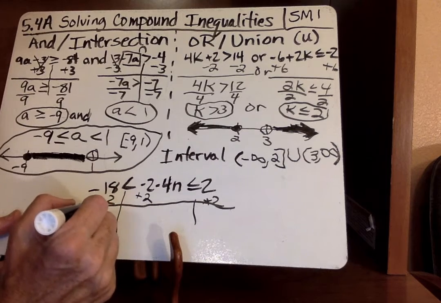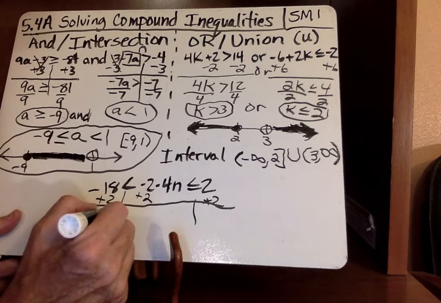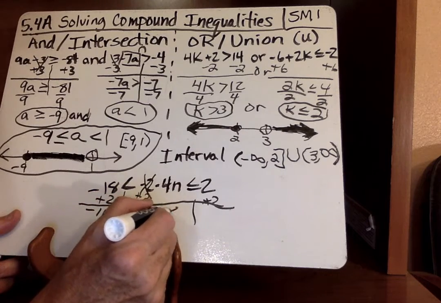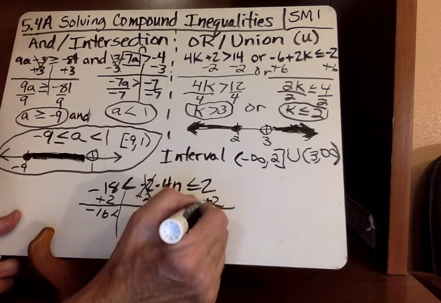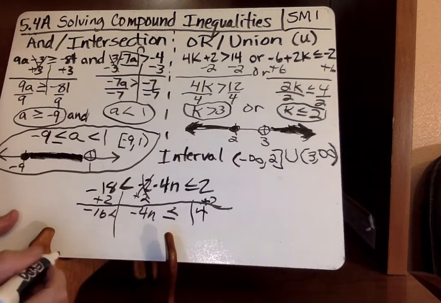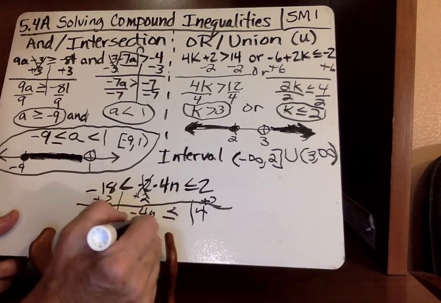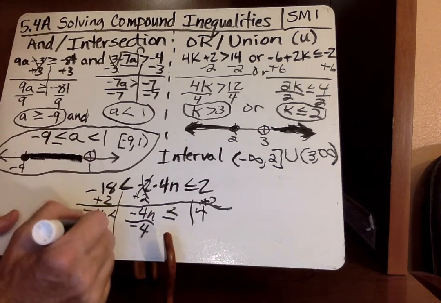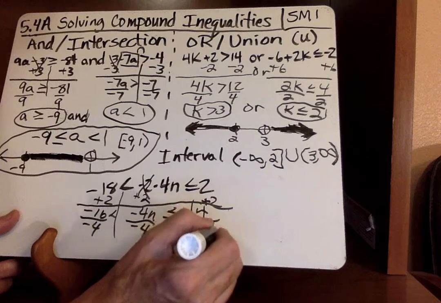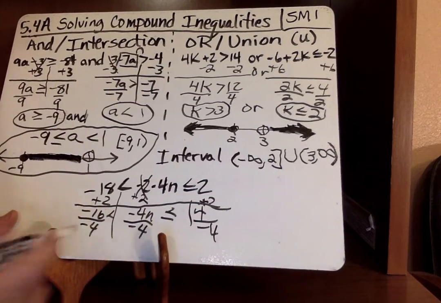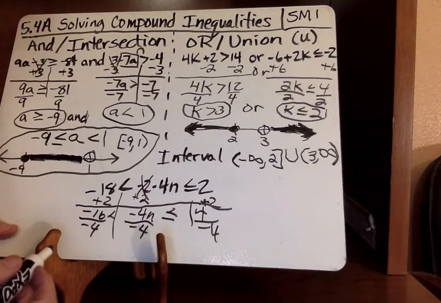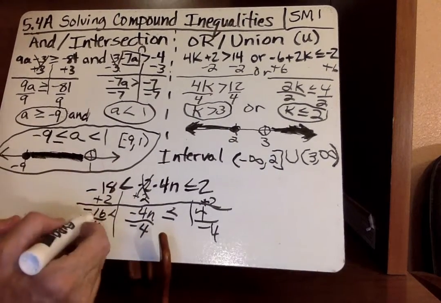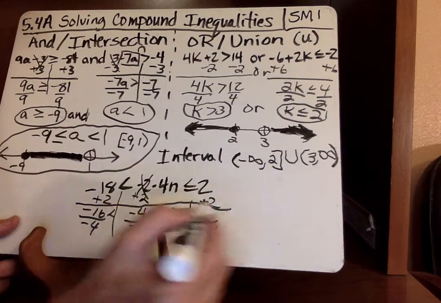So I'm going to go negative 18 plus 2 is negative 16 is less than negative 4n, and it's less than or equal to 2 plus 2, which is 4. Now to get n by itself, I need to divide by negative 4, and I have to do that in all 3 spots. Divide by negative 4. Okay, something should click. I divided by a negative. What does that mean? I get to switch all 3 of my signs. So negative 16 divided by negative 4 is going to be 4.